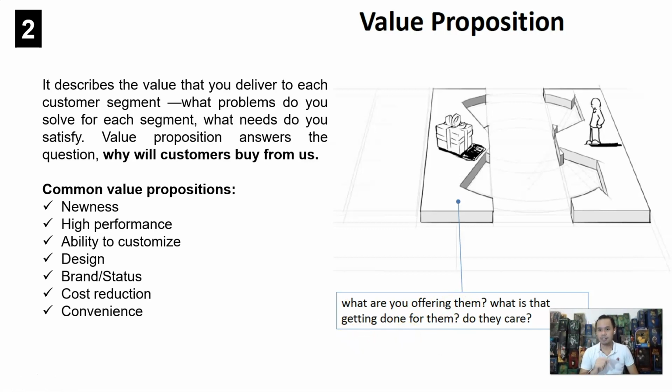That's the key. And what is that? The one that you're offering, helping them. What is the value? So, senang kata, why will the customer that you identify buy from you? Kenapa pelanggan tu memilih kita?